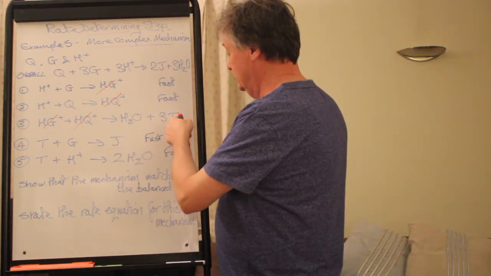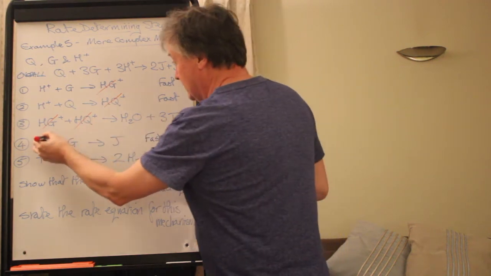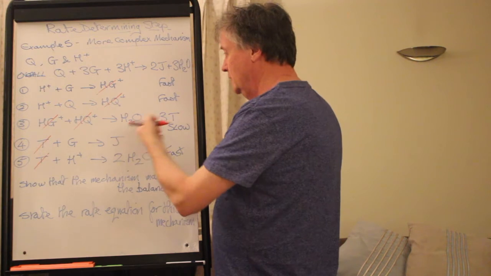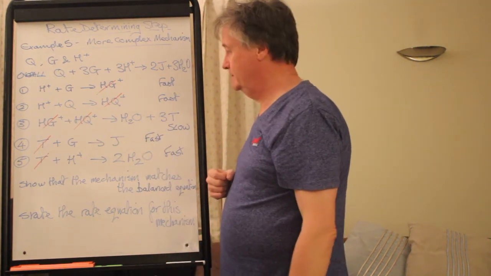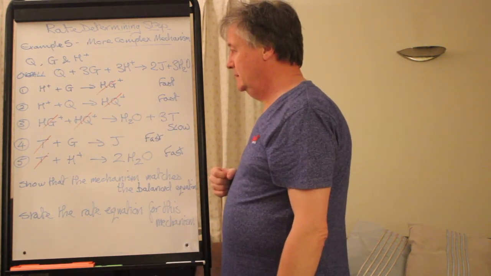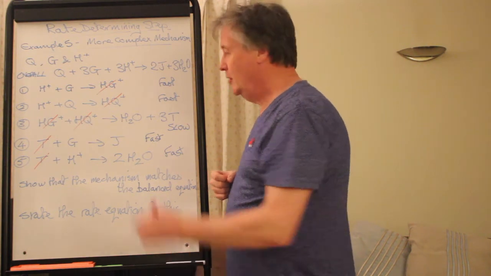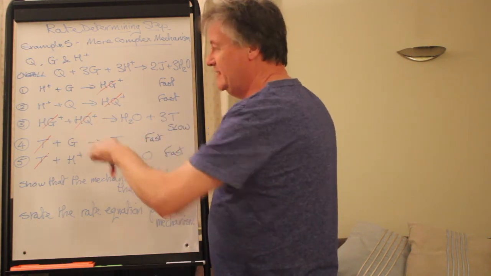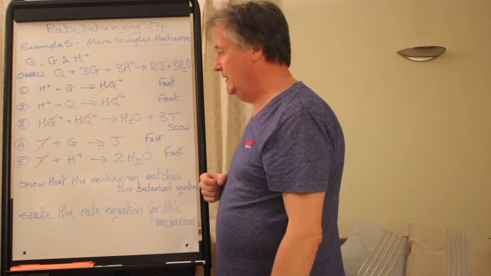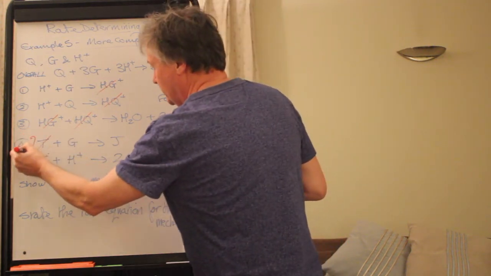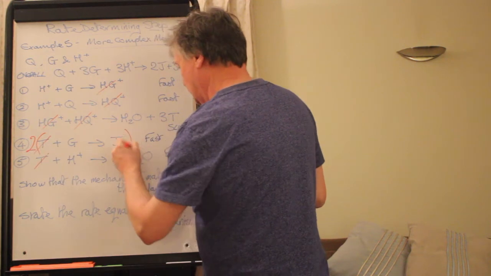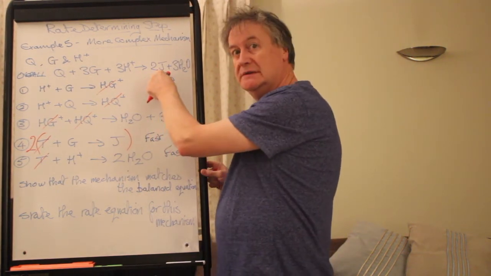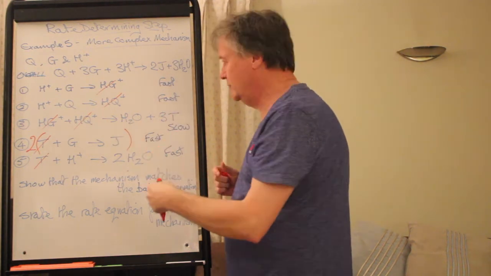T appears there, it appears there. Oh, they don't match. But the answer is to double up one of the steps, four or five. Turns out it's this one that needs doubling, because you need to produce two J's, which is there. So you do have to think your way through.